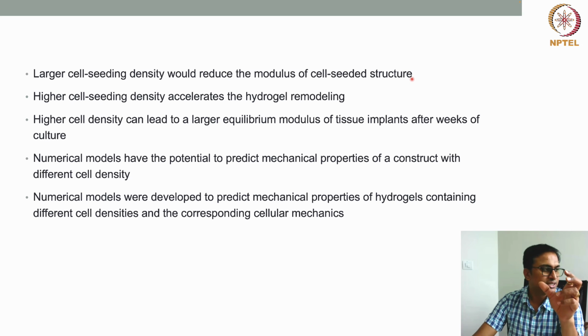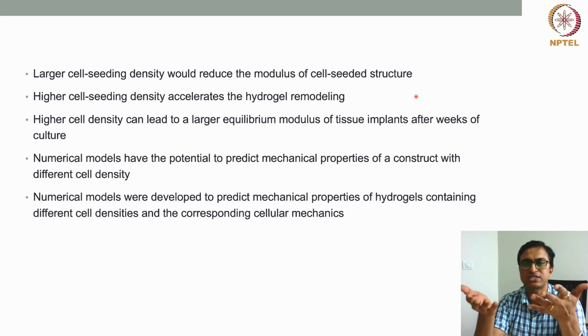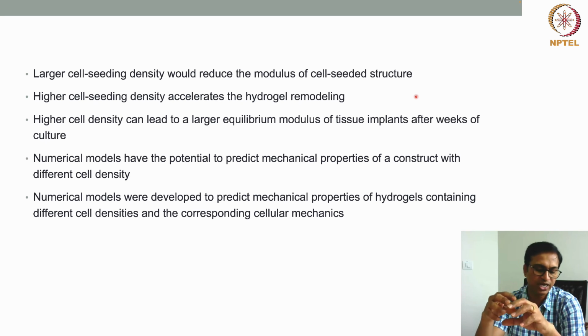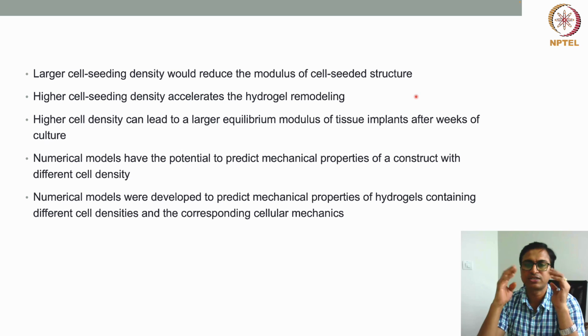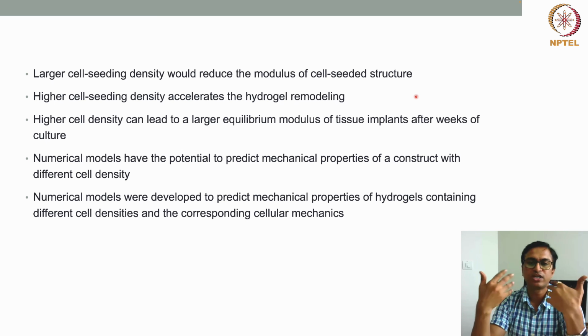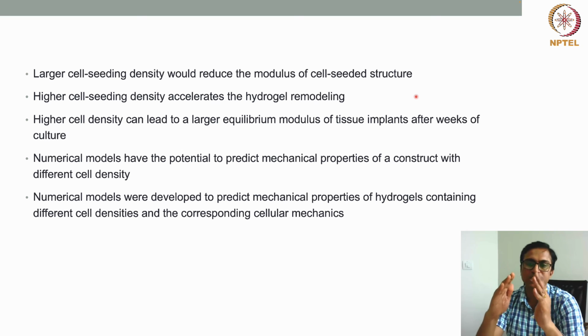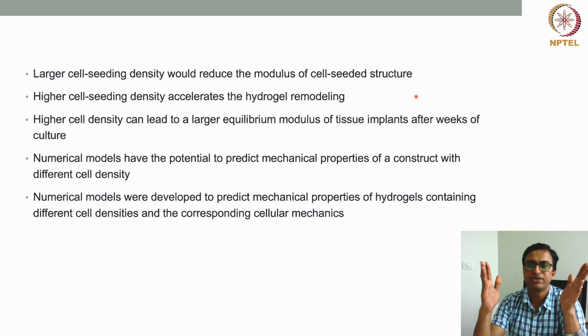But higher cell density can always accelerate hydrogel remodeling. That means the tissue building process can be very fast if the cell concentration in your bioink is very high, because those cells will start remodeling the tissue. The cells can degrade the material, synthesize extracellular matrix, put down the material, and maintain a hierarchical order. The whole tissue remodeling process can be very fast if your initial cell density is high. So that's why it is always required for bioprinting that the cell density be very high.